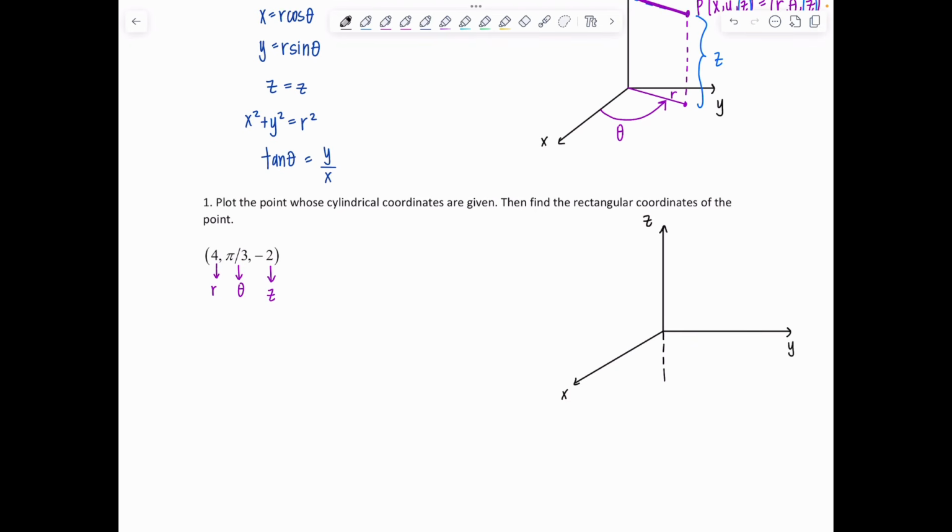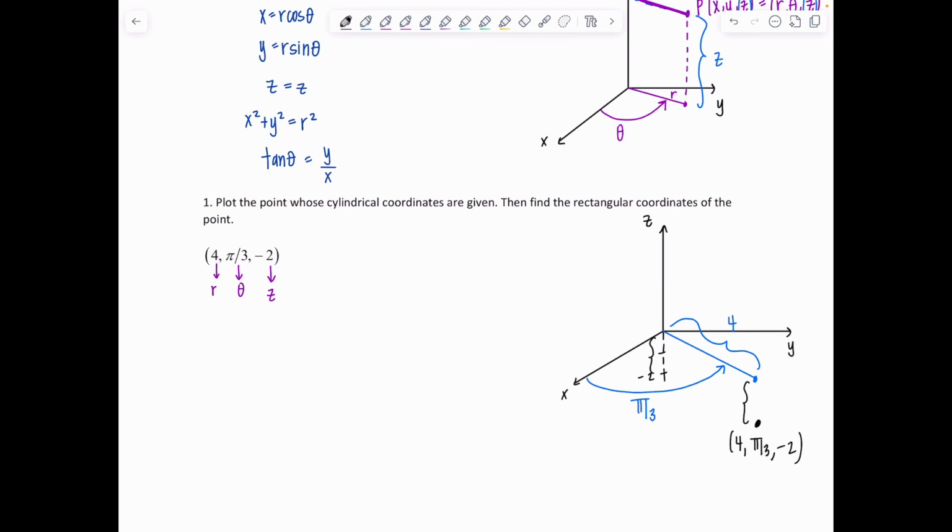Okay, so just be precise about your labeling and all is well. I'll say up to here, swooping out, that's pi over 3. I'll say this is length 4, because I said so. And then we'll project 2 units downward in the z direction since the z coordinate is negative 2. So that distance I need to tack onto here. So that's where the point's going to be. That's 4, pi over 3, negative 2.